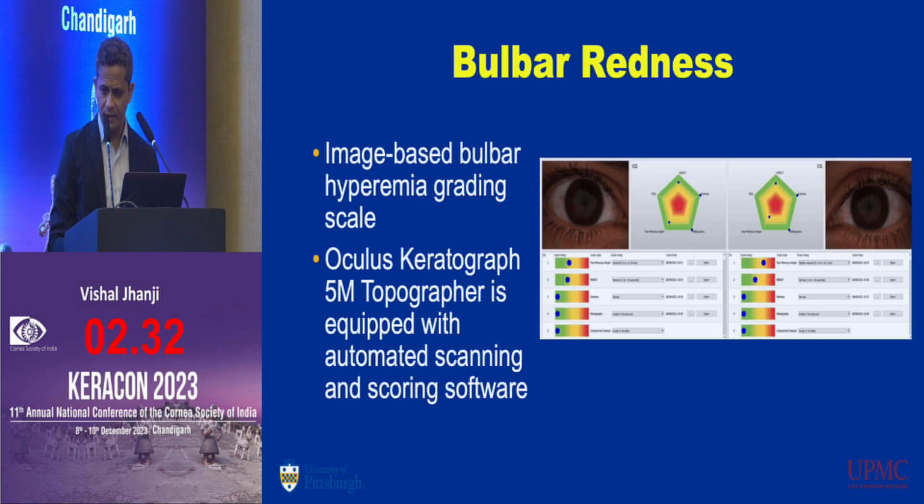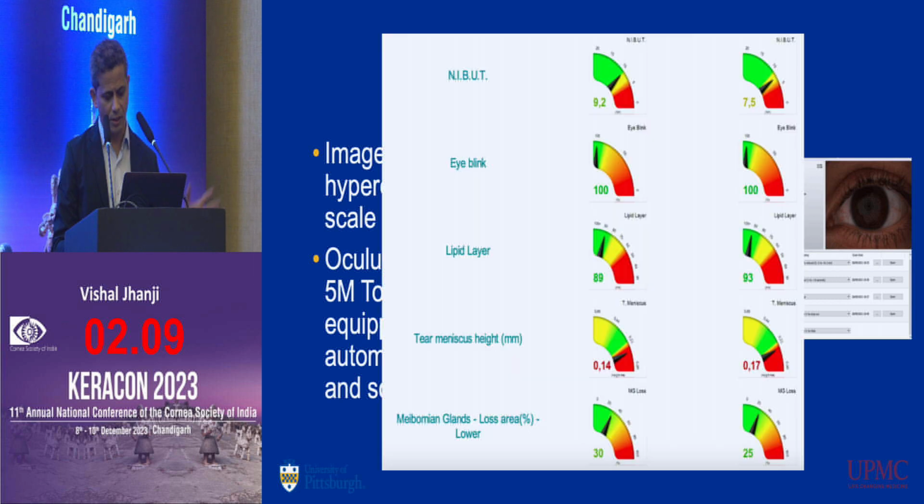Something more fancy and I would say less useful is grading the bulbar redness. Some patients will come back to you telling you that they don't have any dry eyes, but they do have constant redness, and that doesn't look great on them. There are programs now inbuilt in machines that can actually grade the bulbar redness pre and post treatment and give you objective parameters that you can share with the patient.